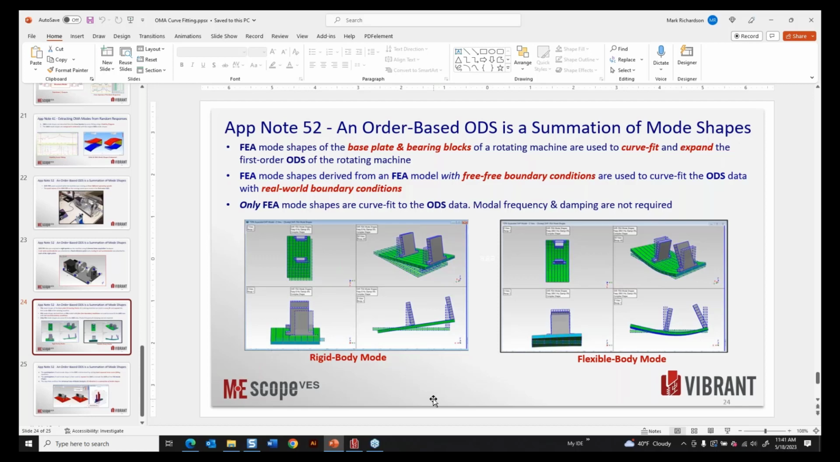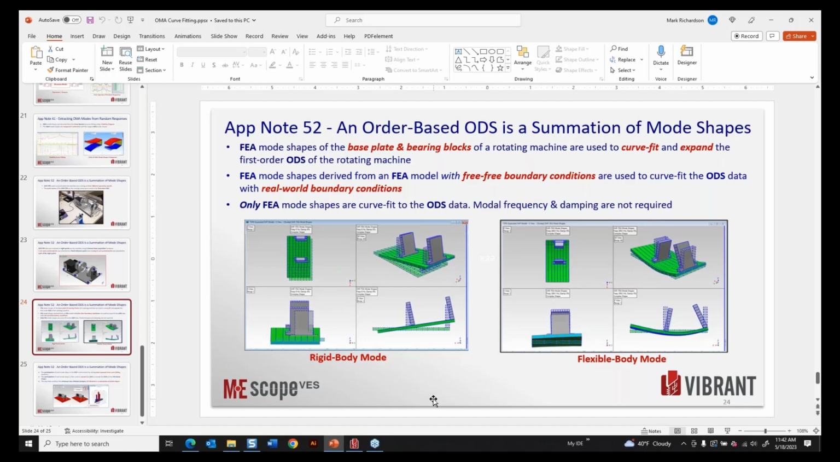Now, the interesting thing is that FEA modeling is another whole business. Mode shapes are a function of the boundary conditions, but the easiest way to model the modes of a structure or any mechanical structure is with free boundary conditions. So that's what we did here. But of course, the modes of this machine are not free. The real world modes have real world boundary conditions. So that means they're going to change.